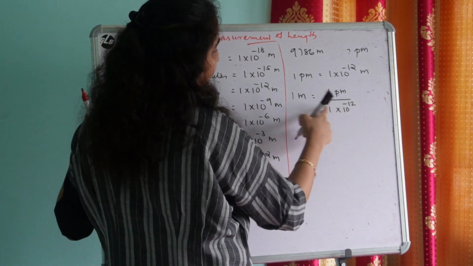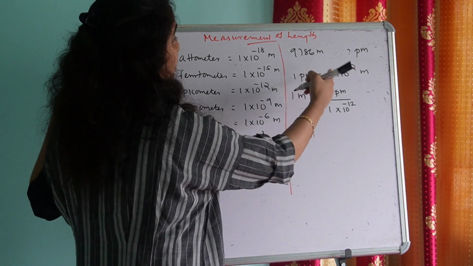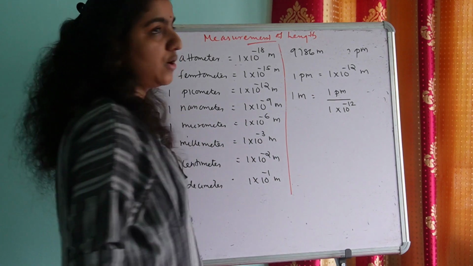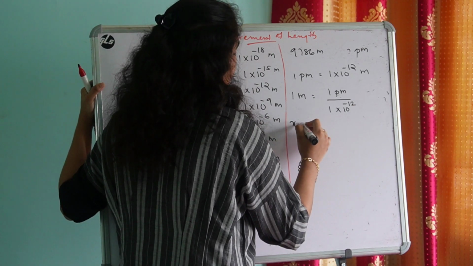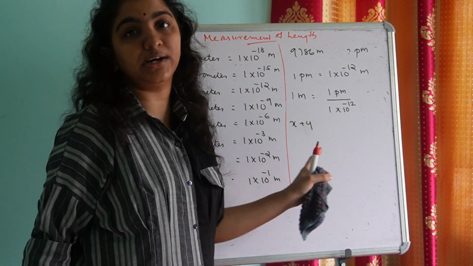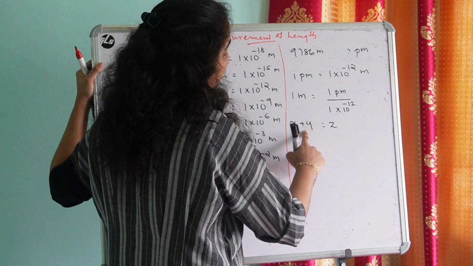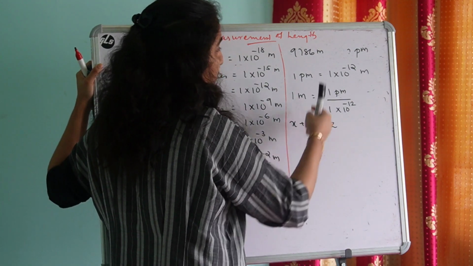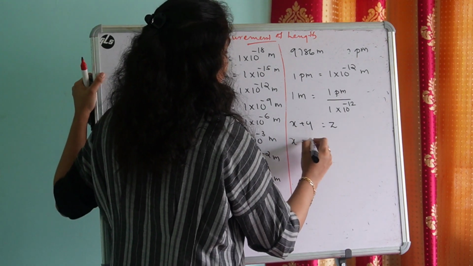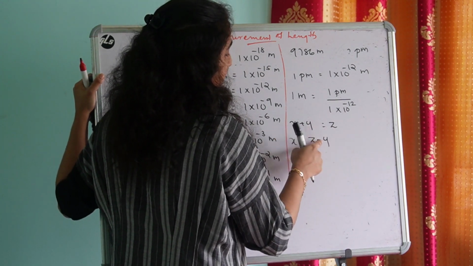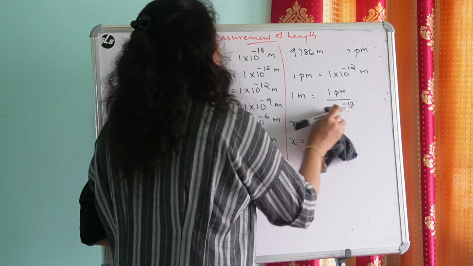Yes. So I brought this 10 power minus 12 to the left side of the equation. There is a rule in maths, that is, suppose we are adding a number on any one side of the equation. And if we are bringing this particular number to the other side, we have to change the sign. If it is plus, it becomes minus. If it is minus, it becomes plus. Is it clear? Again for multiplication and division.